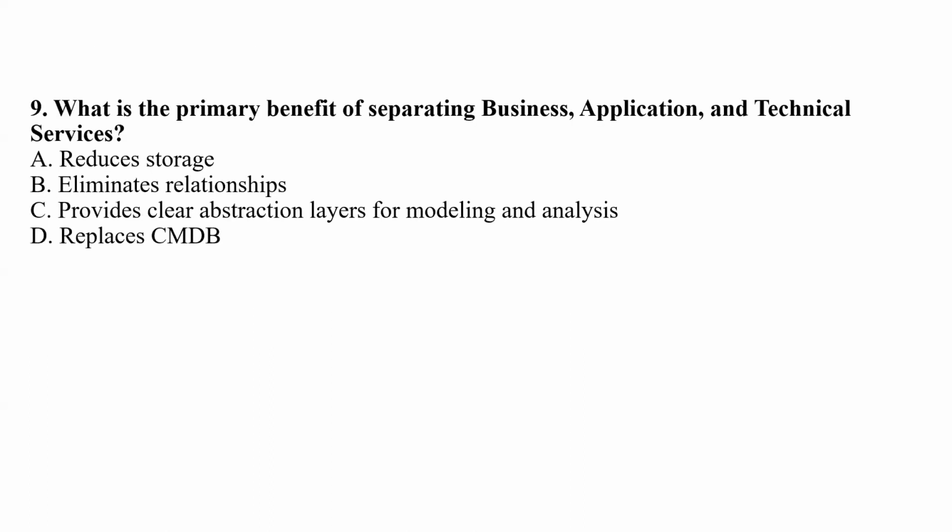Next question. What is the primary benefit of separating business, application, and technical services? Option A, reduce storage. Option B, eliminates relationships. Option C, provides clear abstraction layers for modeling and analysis. Option D, replaces CMDB. So the correct answer is option C. It provides clear abstraction layers for modeling and analysis.